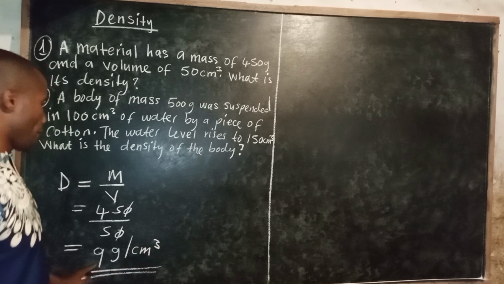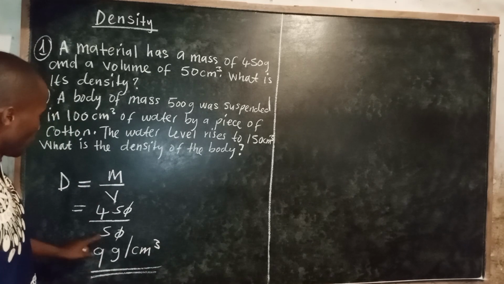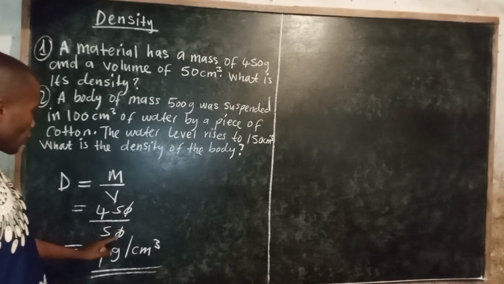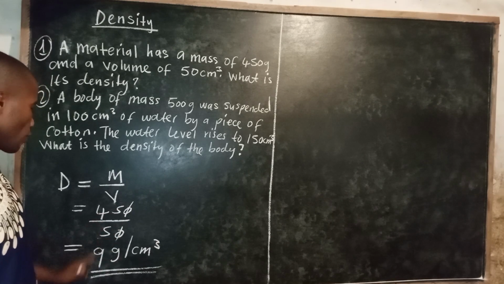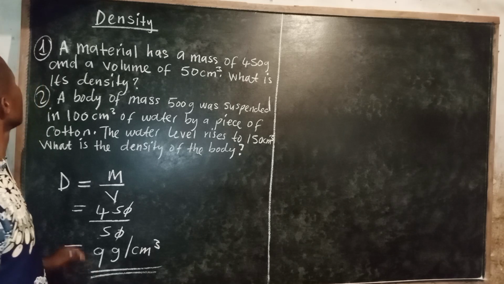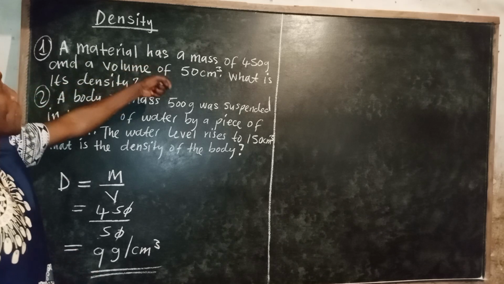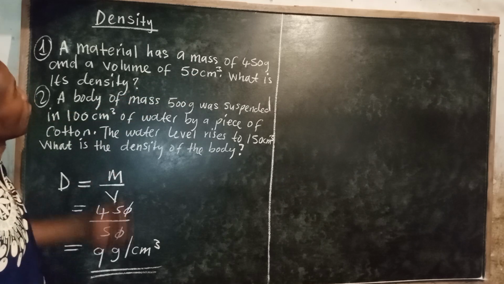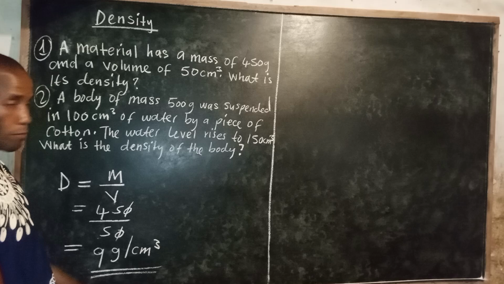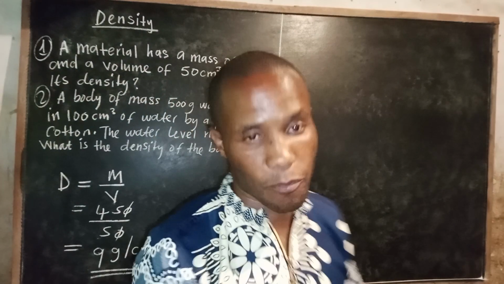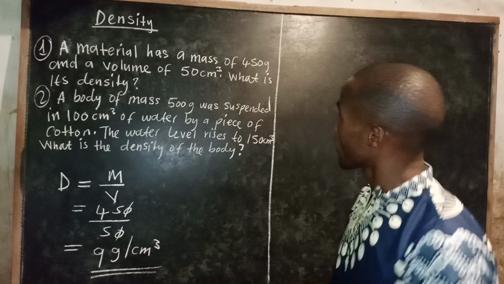Okay, how have I found this 9? I said 450 divided by 50, the answer is 9. First of all, I cancelled zeros there, then 45 divided by 5, which is 9. 9 grams per centimeters cubed. So this is the density of this material, which has 450 grams as a mass and a volume of 50 centimeters cubed. Okay, so we have answered the first question. Then we go to the next question.